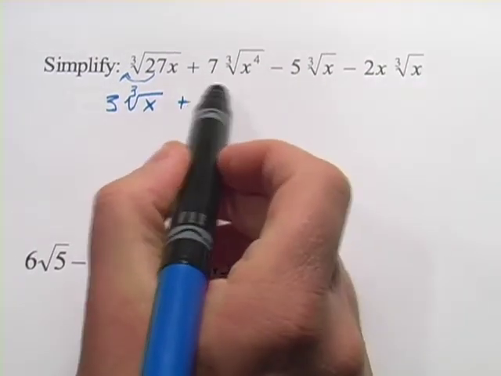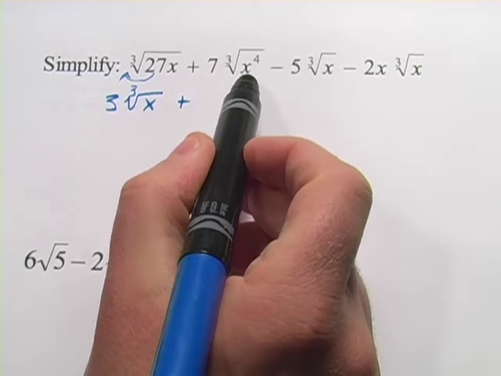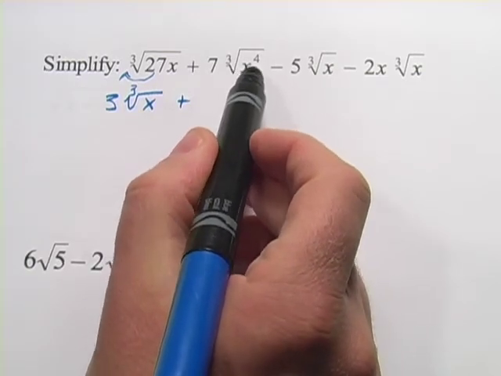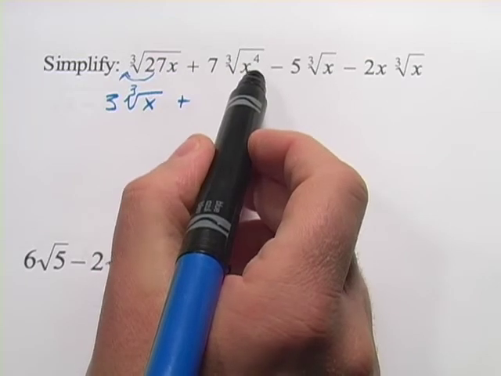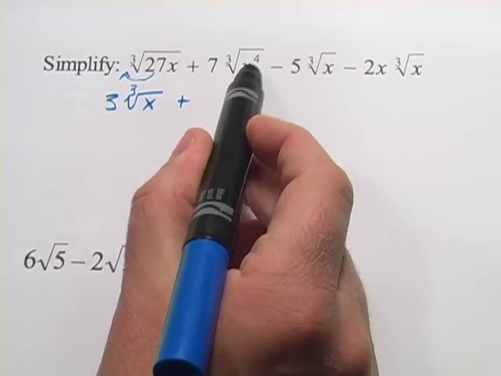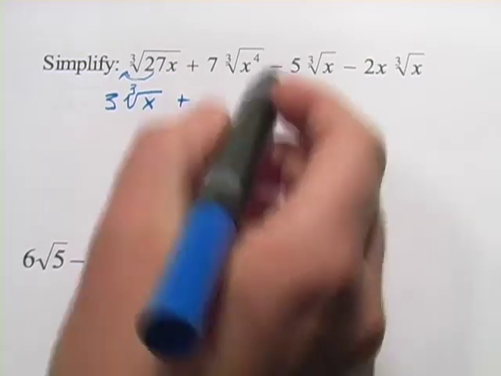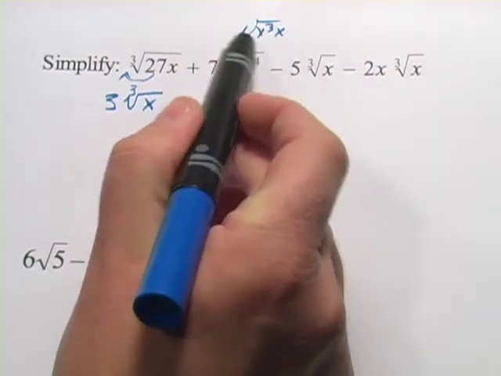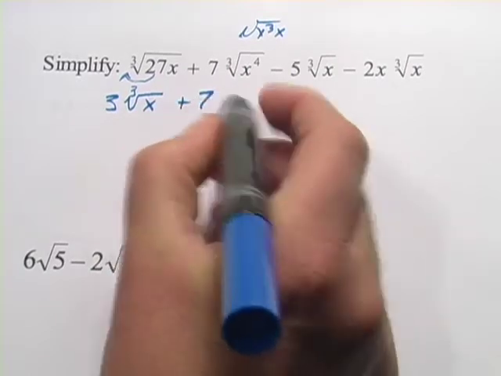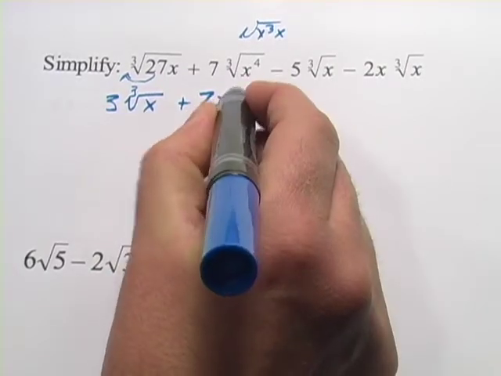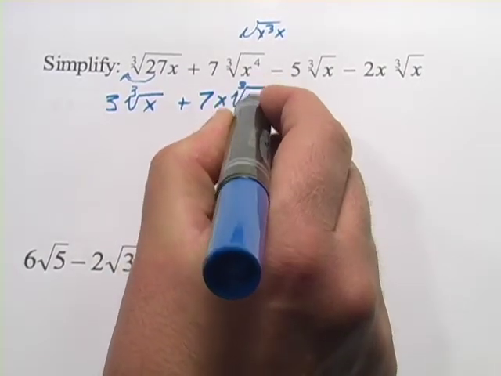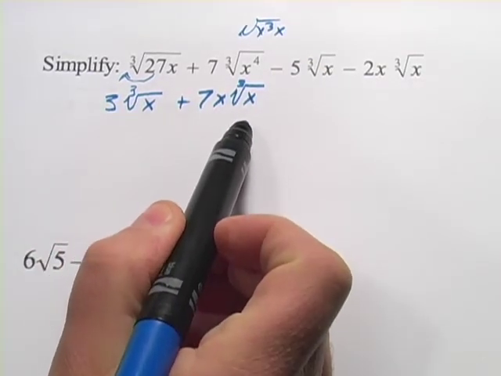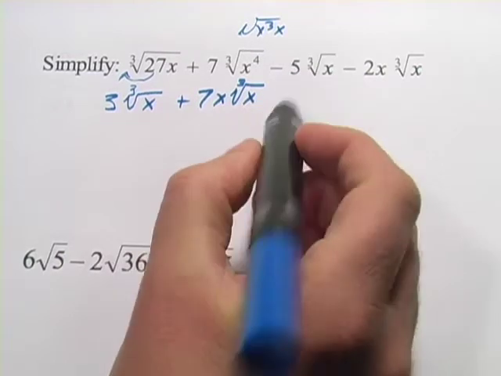Then we have this plus 7 times the cube root of x to the fourth. Well, x to the fourth, you can think of that as x times x times x times x. There are 3 x's in there with 1 left over. I can pull those 3 out, or you could think of it like this. This is x cubed times x, and we're going to pull out the x cubed. So that's going to be 7 times x, and what we leave behind in here is just 1x. So that ends up being 7x times the cube root of x. And let's move on to the next one.